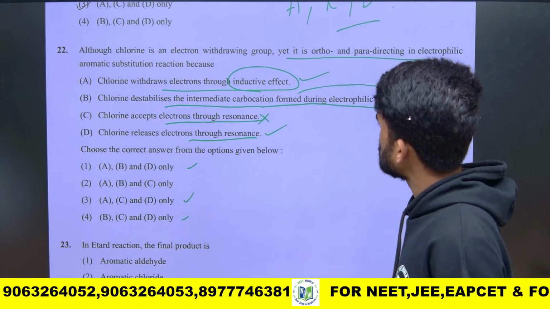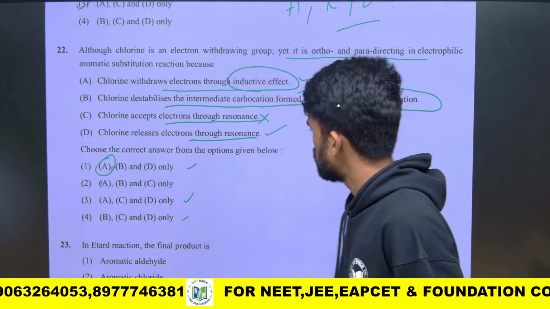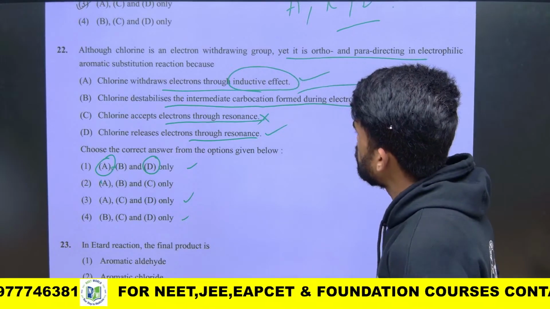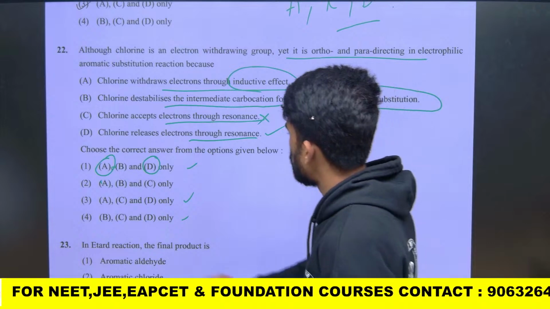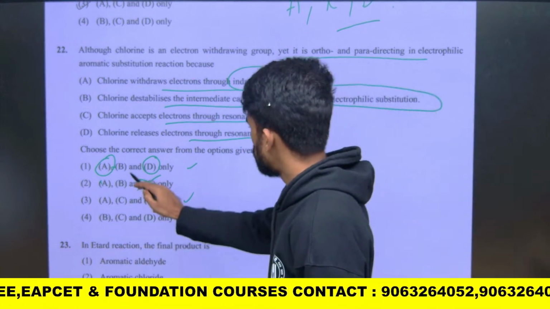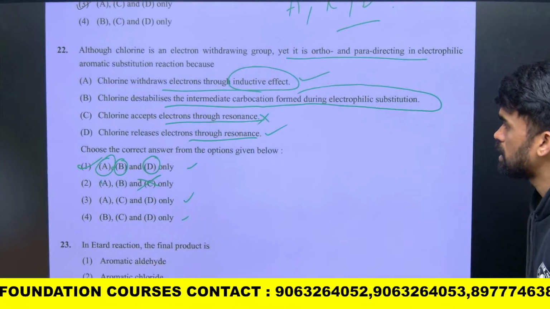And chlorine withdraws electrons through inductive effect. Yes, that is also correct. A is also correct. A, D is correct. Along with that, let us cross verify B and C. Chlorine accepts, no, C is not at all correct. So C is there in this. So B is there here. So I can go with the first option. I hope it is clear.